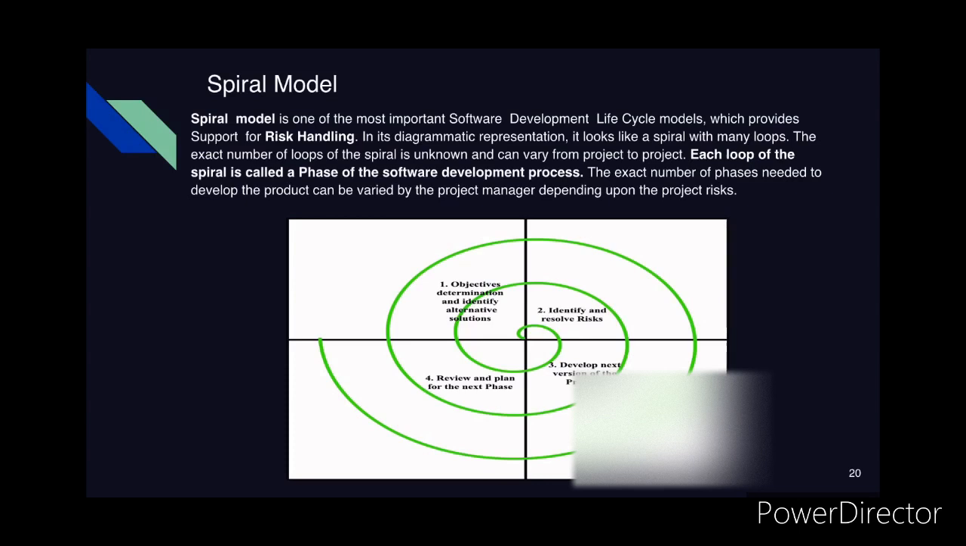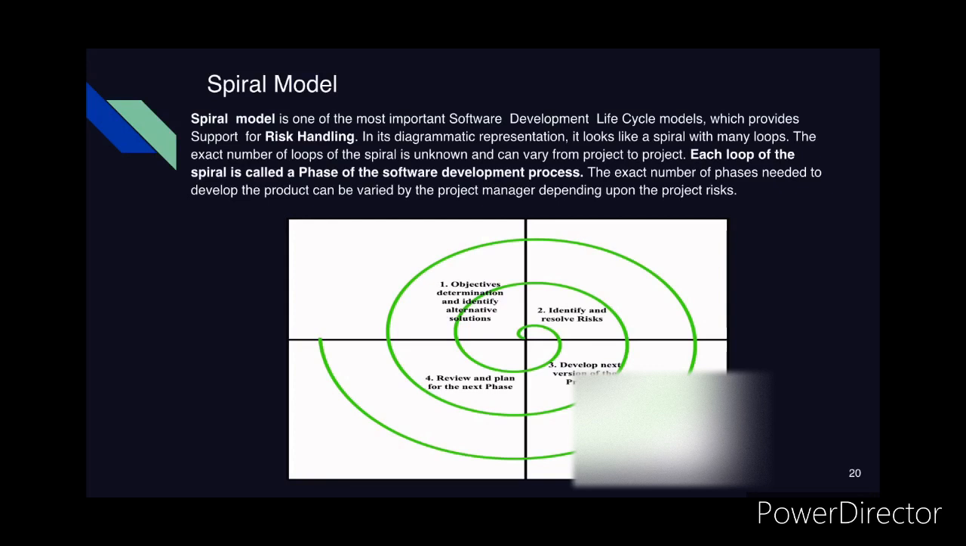The exact number of loops of the spiral is unknown and can vary from project to project. Each loop of the spiral is called a phase of the software development process. The exact number of phases needed to develop the product can be varied by the project manager depending upon the project risks. Spiral model is a combination of waterfall model and iterative model.